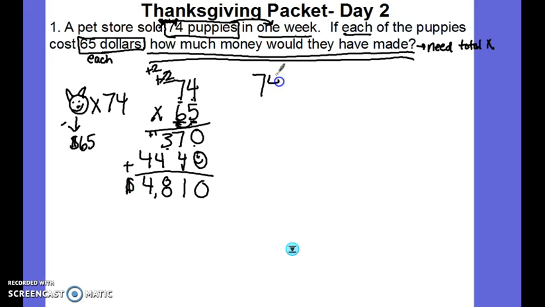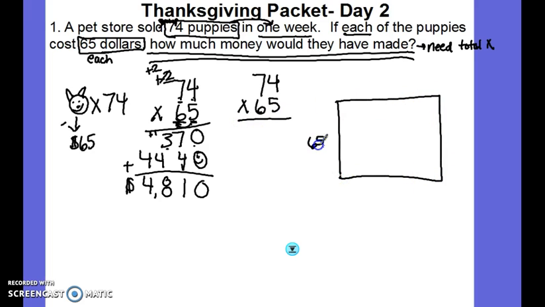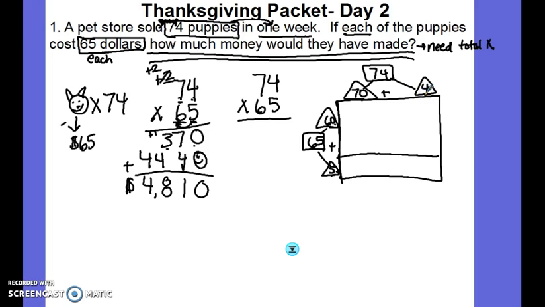Another way I could show this is my area model. 74 times 65. So I draw my rectangle. I put one factor on one side, one factor on the other. I decompose it into the units. So 60 plus 5. So this piece is worth 60. This piece is 5. 74 breaks up into 70 plus 4. This piece is 4. This piece is 70.